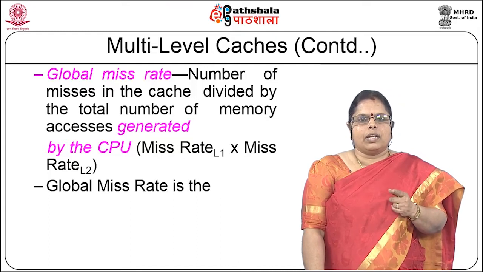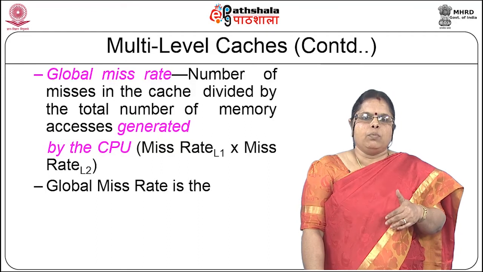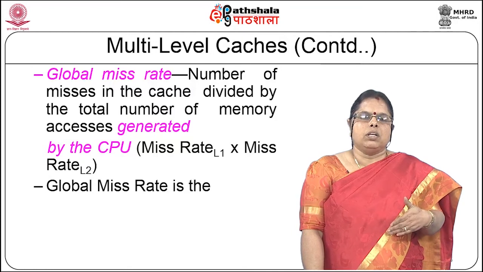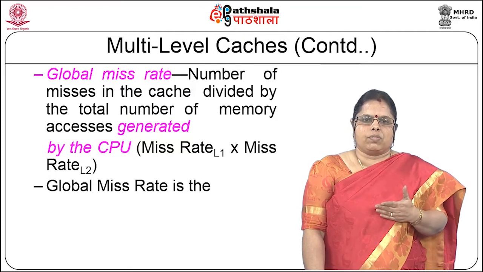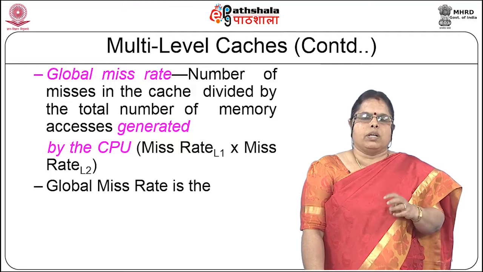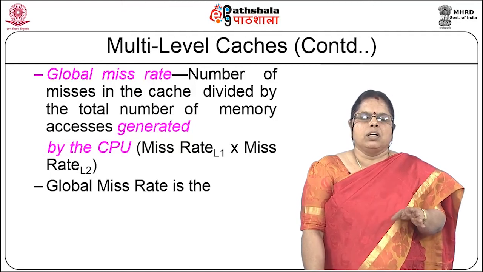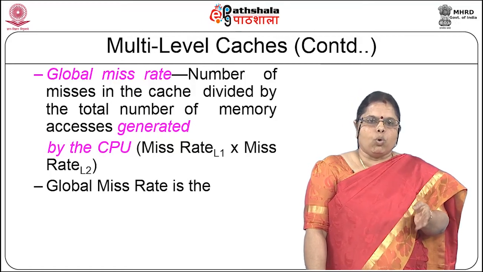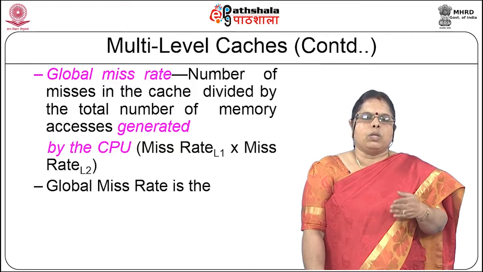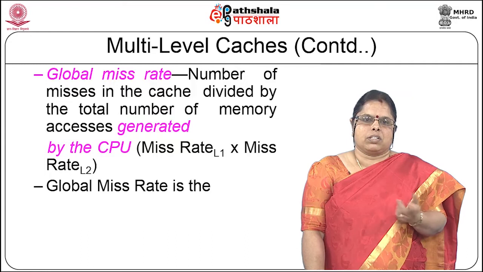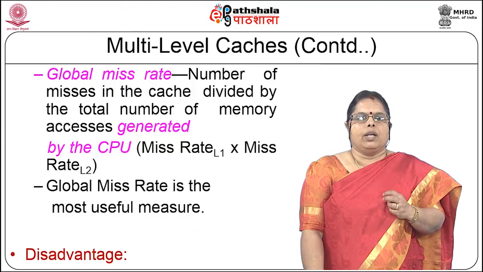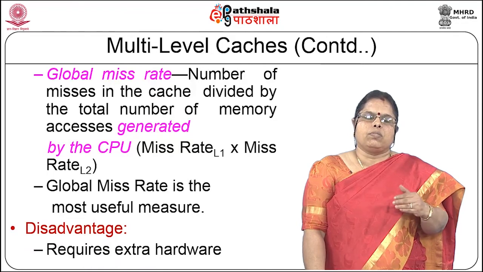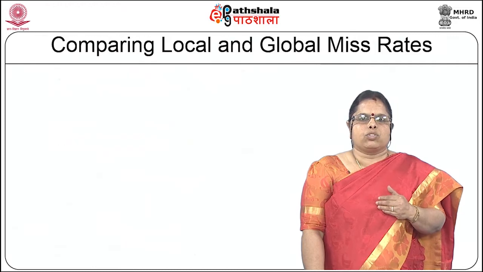The global miss rate and the local miss rate are the same for the first level cache, because all the memory references generated by the processor go to the first level of cache. But when you go to the subsequent levels of cache, the memory references that go to those levels will be the ones that missed in the previous level of cache. So, your global miss rate is going to be different, and normally the global miss rate is a more useful measure. The only disadvantage of a multi-level cache is that it requires extra hardware.